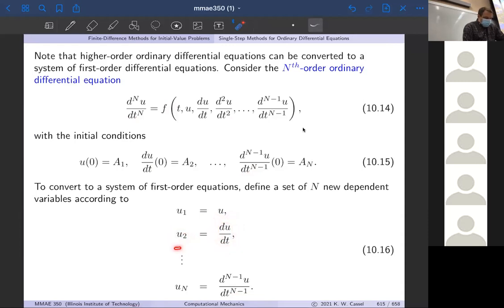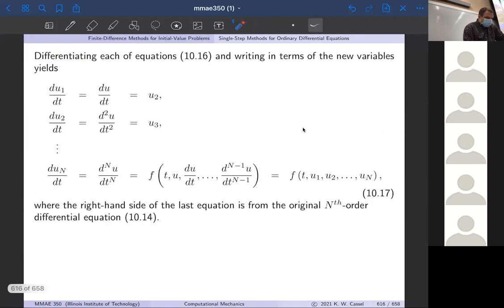The second equation says that u2 is the first derivative of u with respect to t. Differentiate, so u2 dot will be u double dot, d squared u dt squared. But u double dot is u3. And on and on down the list, and you'll see what happens for the last one. So here's that first one I just mentioned. u1 is equal to u. If we differentiate, du1 dt is equal to du dt, but du dt is just u2. So I have du1 dt is equal to u2.